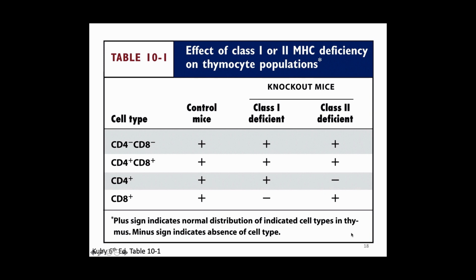And with an MHC class 2 deficient mouse, you see that the CD4 positive cells would be missing, but the double negatives, the double positives, and the CD8s would be present. And if we looked in the periphery, the class 1 deficient mouse would have CD4s but not CD8s. The class 2 deficient mouse would have CD8s but not CD4s.